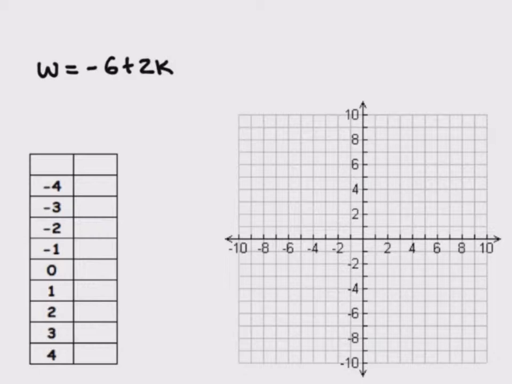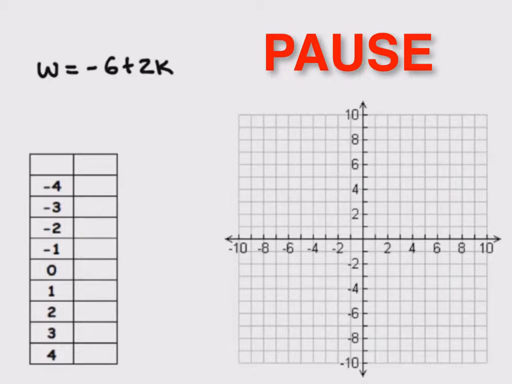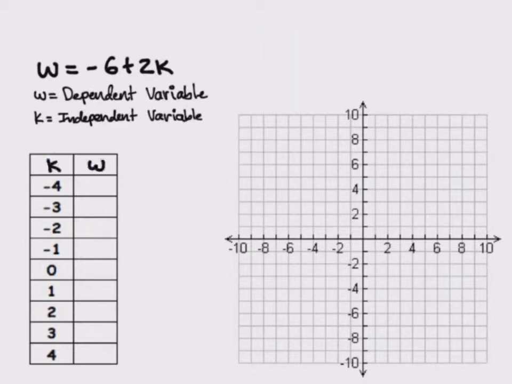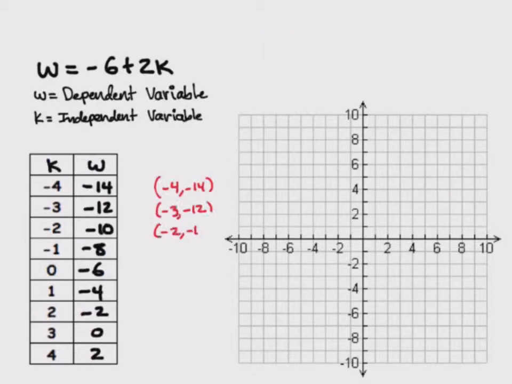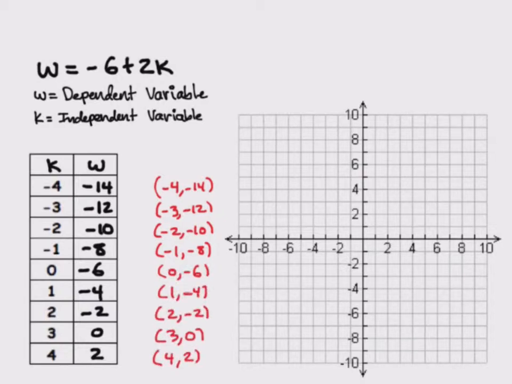So first things first, let's create a table of values of ordered pairs for this equation. Since w is by itself, let's make that our dependent variable, and let's make k our independent variable. Now that we have the ordered pairs, the question is, how are these ordered pairs going to show up on our graph? Let's start with the point 0, -6. This is where the independent variable k is equal to 0.